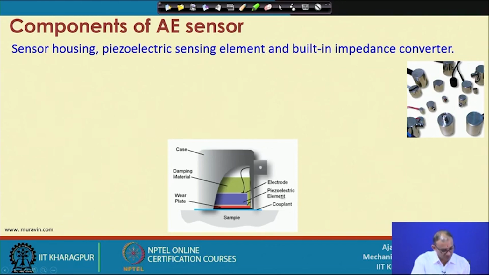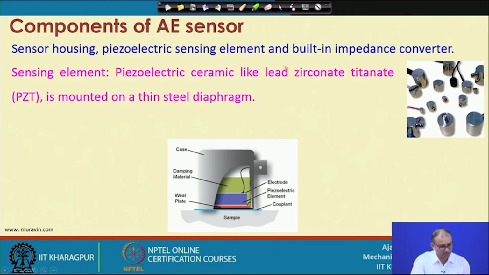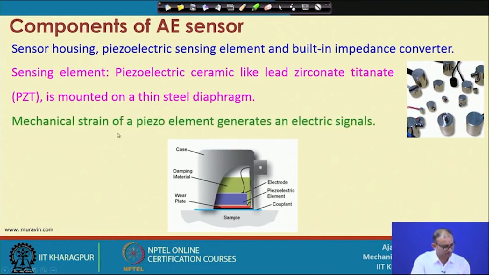A piezoelectric sensing element is available, by which you can do the sensing, and an inbuilt impedance converter is available, because you have to reduce the opposite flow of the current, so that it will not create any problem for the signal strength. For the sensing element, mostly lead zirconate titanate, which is a piezoelectric ceramic, is used, and it is mounted on a thin steel diaphragm. And mechanical strain of the piezo element generates the electrical signal. So, here also you will get an electrical signal in terms of voltage, and then convert that voltage into the required quantity or whatever parameter you want to measure here.